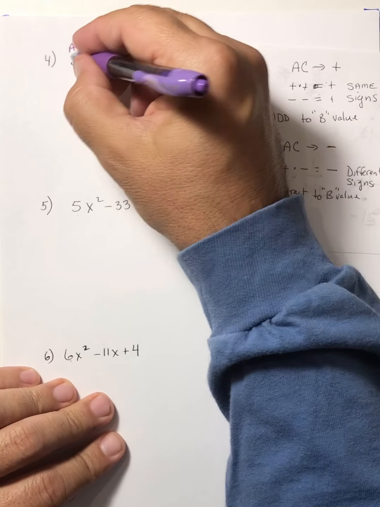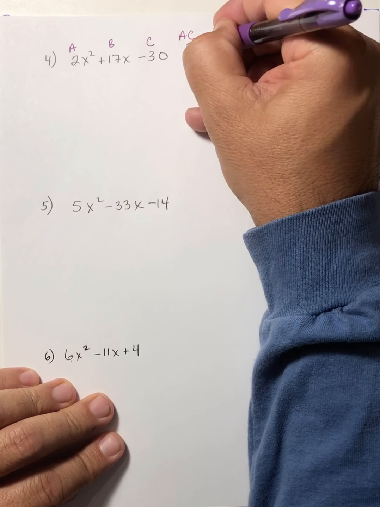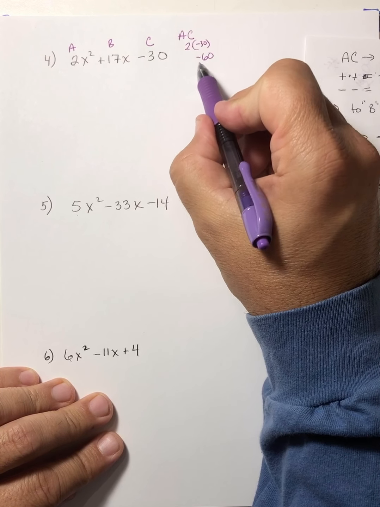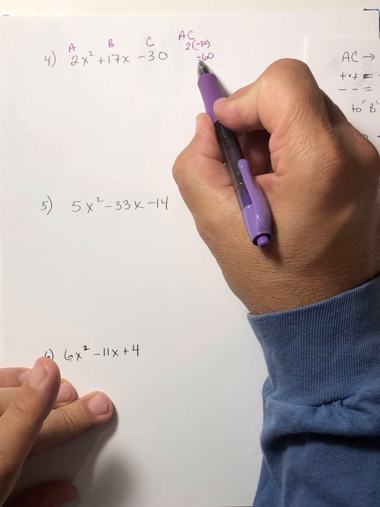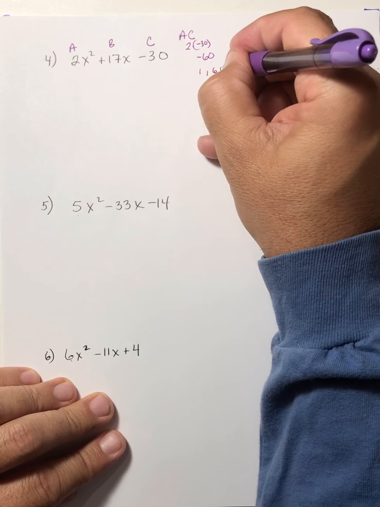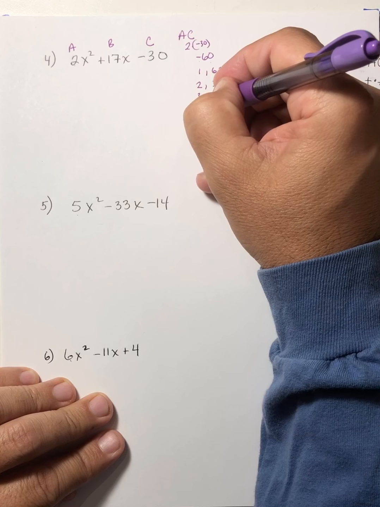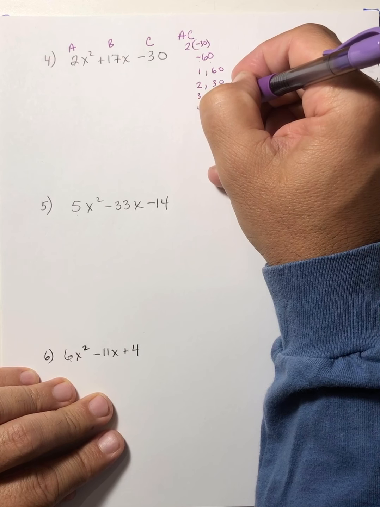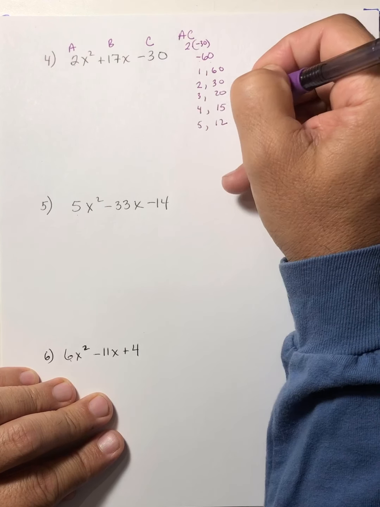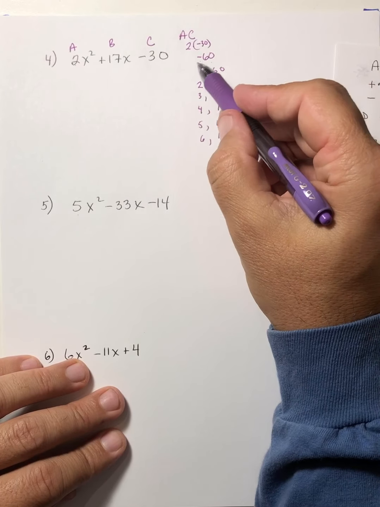All right, so A times C. So our A times C is 2 times a negative 30. That's negative 60. So I need all the factors of negative 60. I just say 60. Ignore the negative sign. I need all the factors of 60. So we have 1 and 60, 2 and 30, 3 and 20. 4 goes into 60. Yes, 15. 5 times 12, 6 and 10, and that's it.